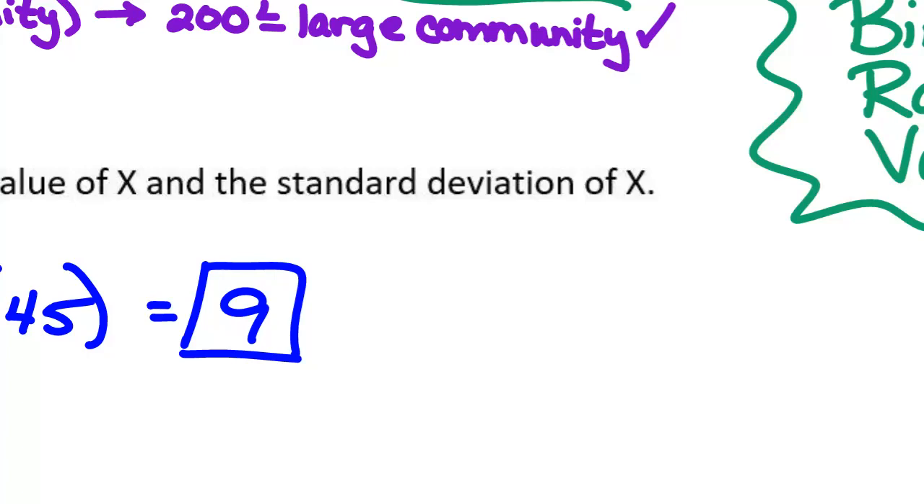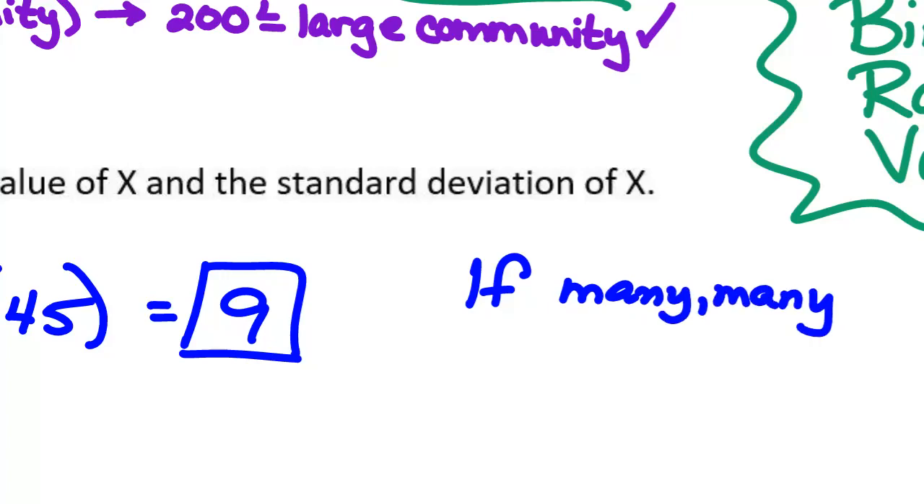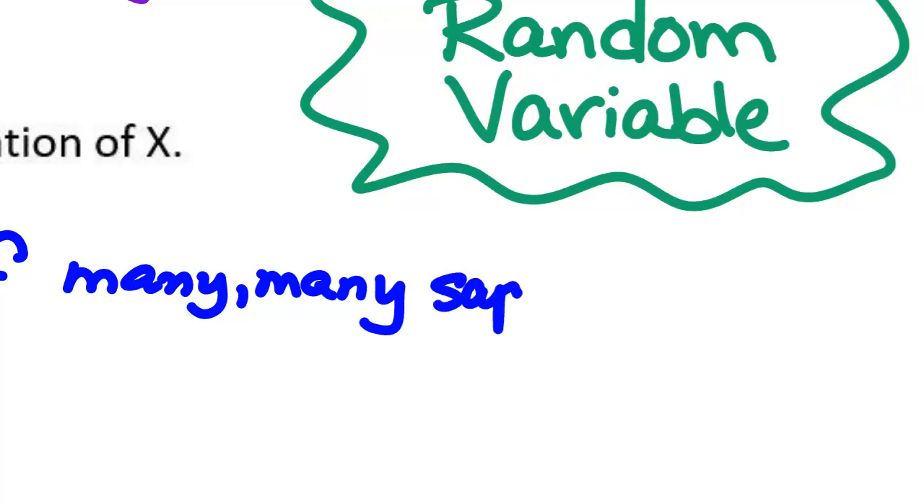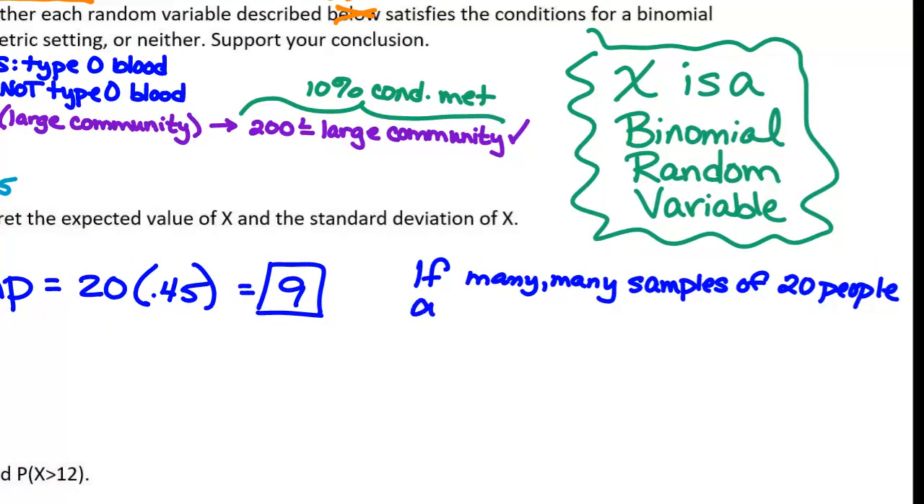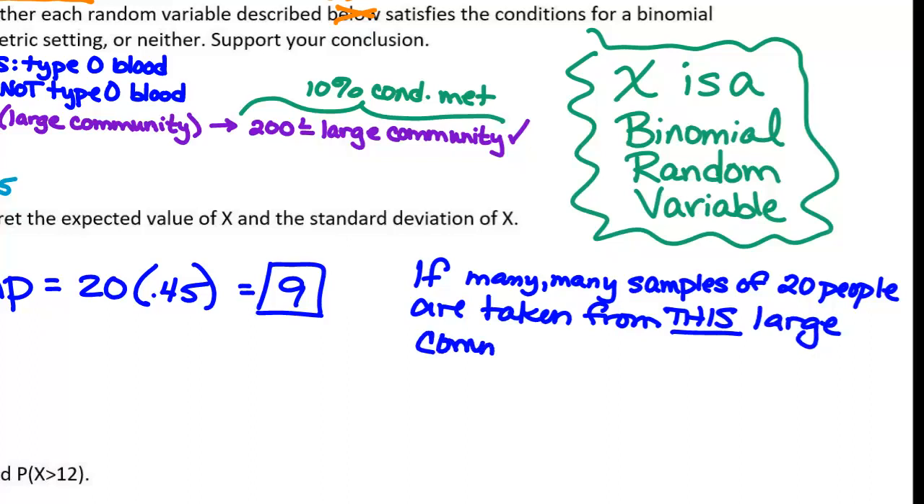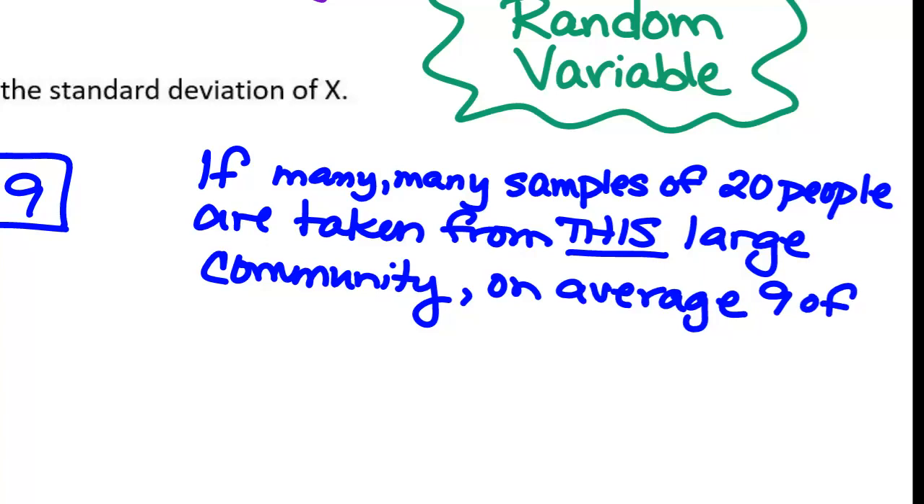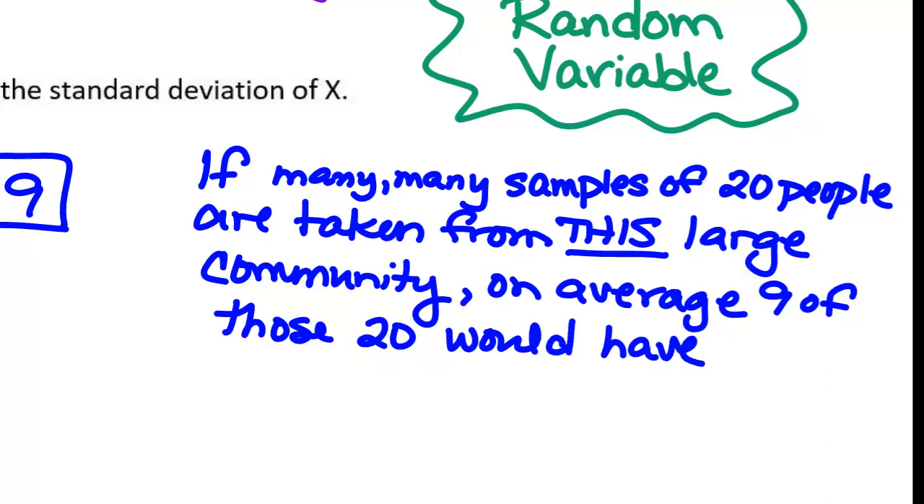So I would say if I take many samples of 20 people, if many samples of 20 people are taken from this large community, on average, nine of those 20 would have type O blood.